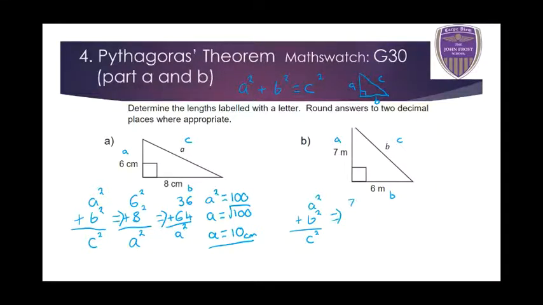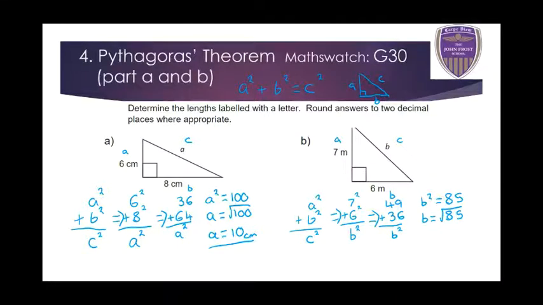A is 7, so 7 squared plus 6 squared is equal to, in this case, B squared. 7 squared is 49. 6 squared is 36. And this is going to be equal to B squared, okay? So B squared is equal to 49 plus 36, which is 85. Therefore, B is equal to the square root of 85.